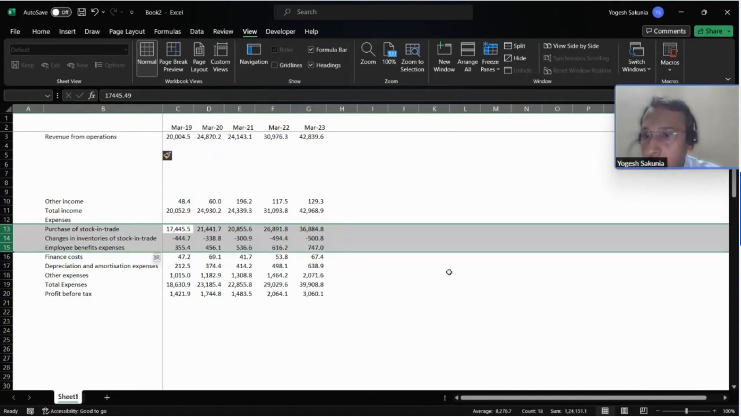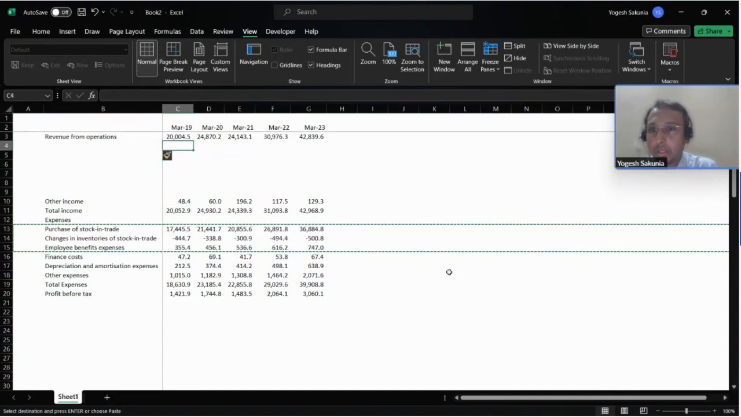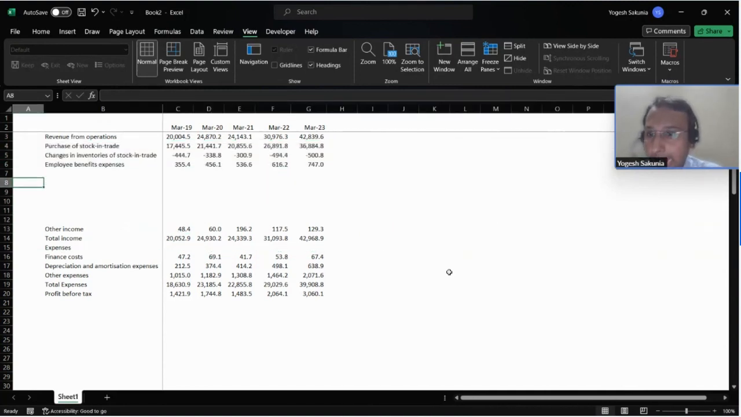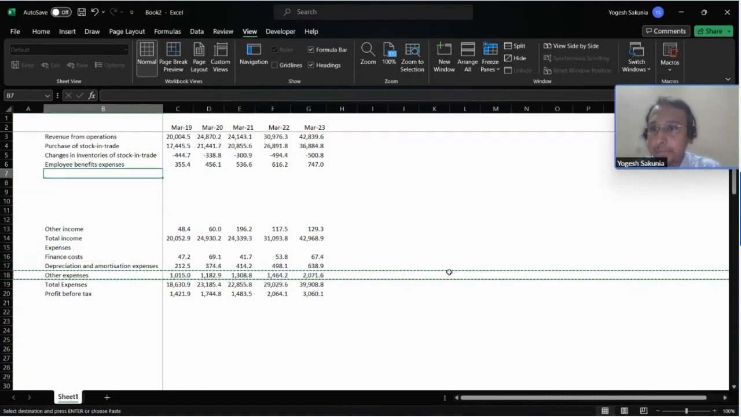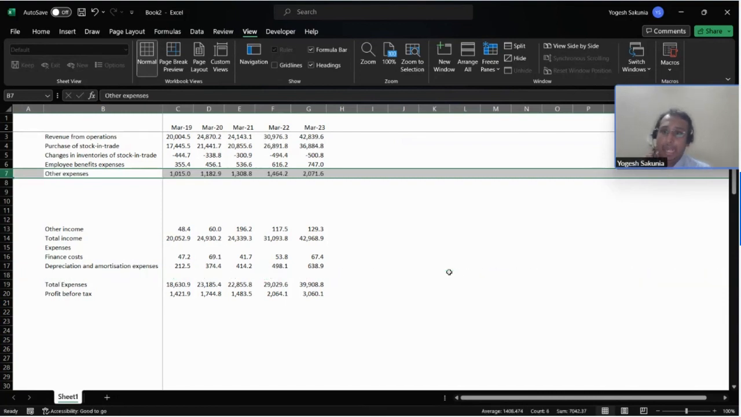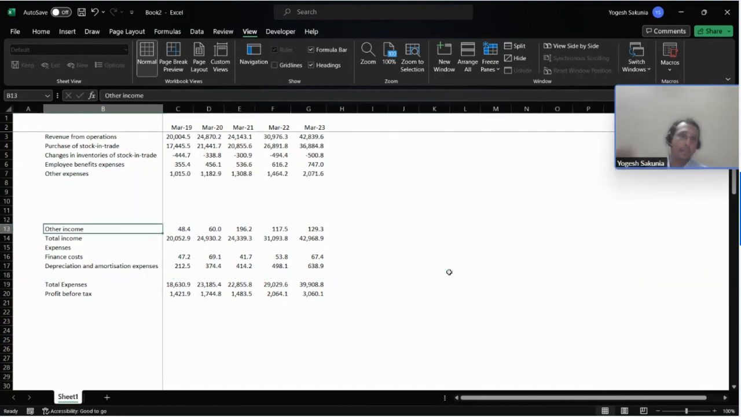Employee cost, and then we have the other expenses. We don't have to take the depreciation, because we need to calculate the EBITDA, and obviously finance cost and other income will be coming after the EBITDA. So we don't need them as well. So this is broadly what is there for us: revenue from operations, and then the other expenses that are there.